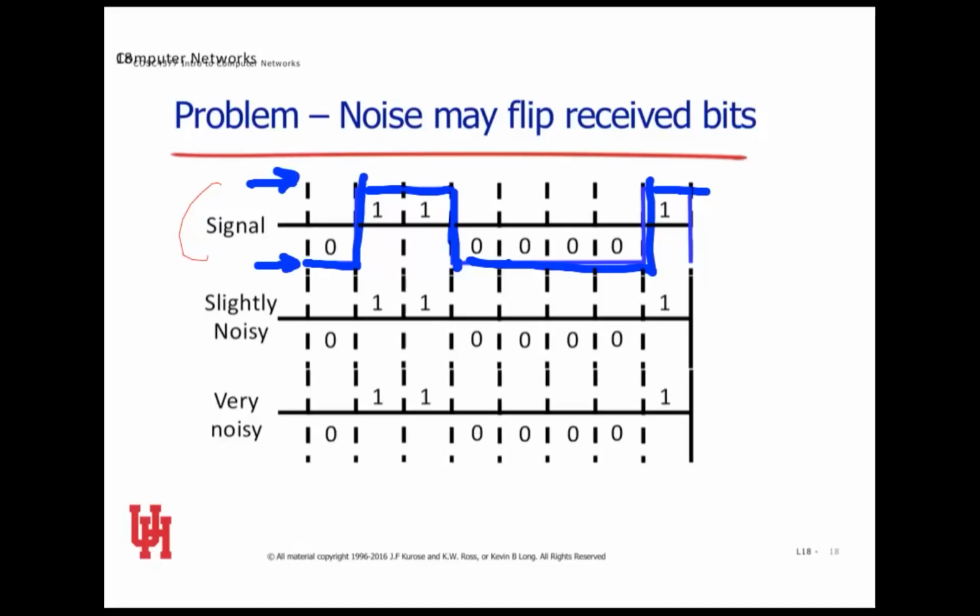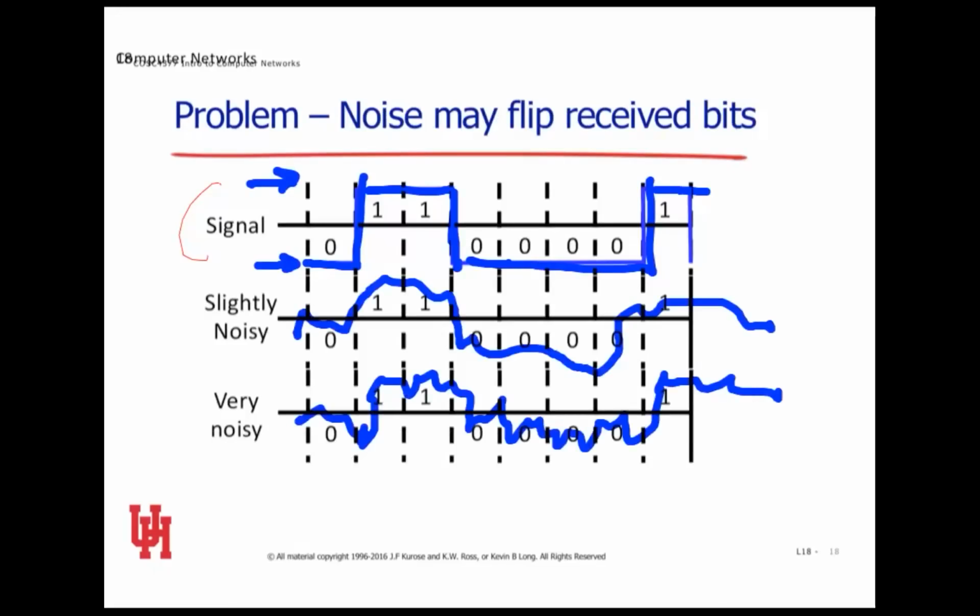So if I introduce a little bit of noise into this, we should still be able to get the answer out. But a very noisy line might corrupt it, right? So a slightly noisy line might look like this, and a very noisy line might look something like that. So we're going to have a problem figuring out, well, was this supposed to be a 0 or 1?